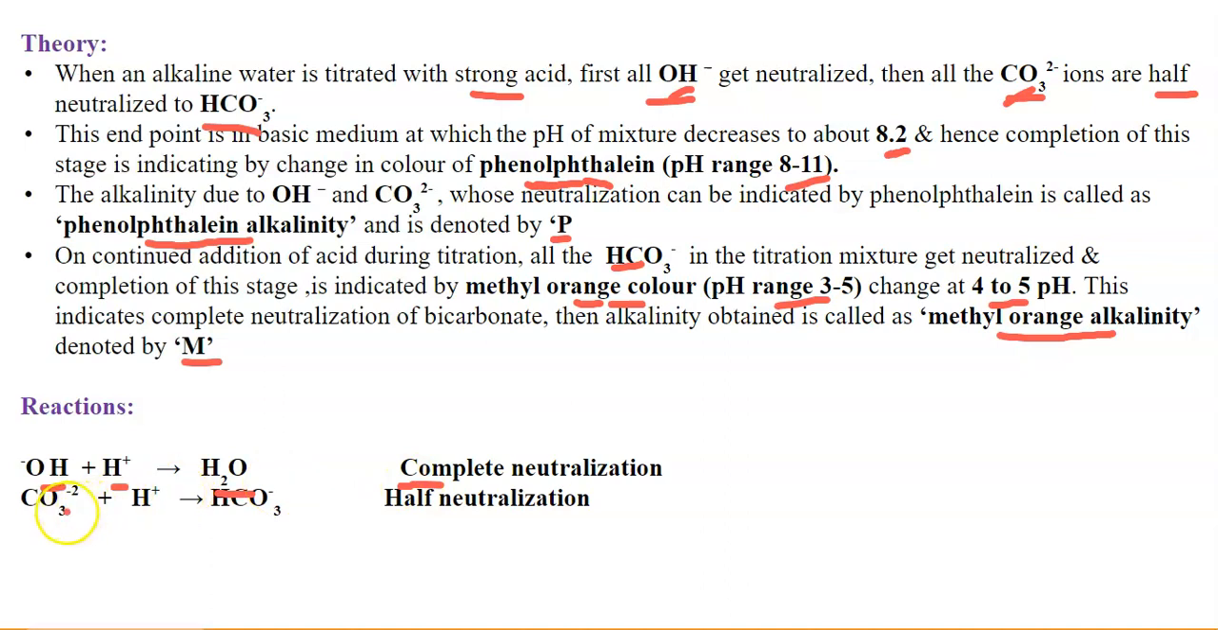Second, the carbonate ions. Once the hydroxide ions are completely neutralized, the carbonate ions are then going to react with the H plus ion from the acid to form bicarbonate. So you can see it is forming bicarbonate here. Carbonate ion is reacting with acid to form the bicarbonate ion, meaning we are not getting water as a product. So this is half neutralization.